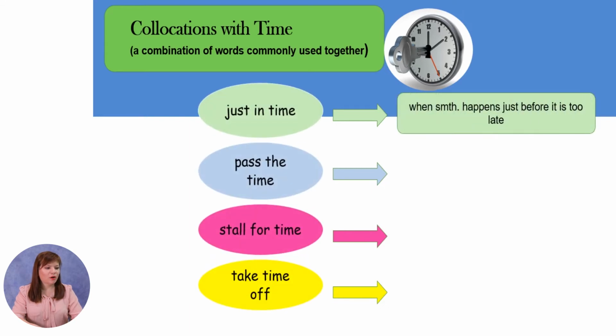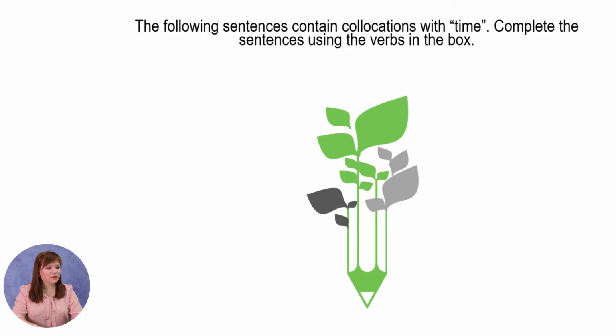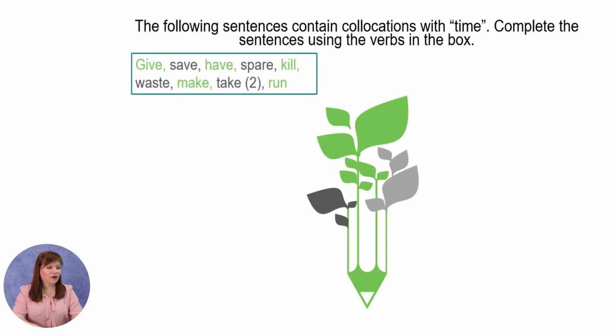Just in time, when something happens just before it is too late. Pass the time, to spend time doing something. Stall for time, to cause a delay intentionally. Take time off, to stop working temporarily. The following sentences contain collocations with time. Complete the sentences using the verbs from the box. Give, save, have, spare, kill, waste, make, take, run.